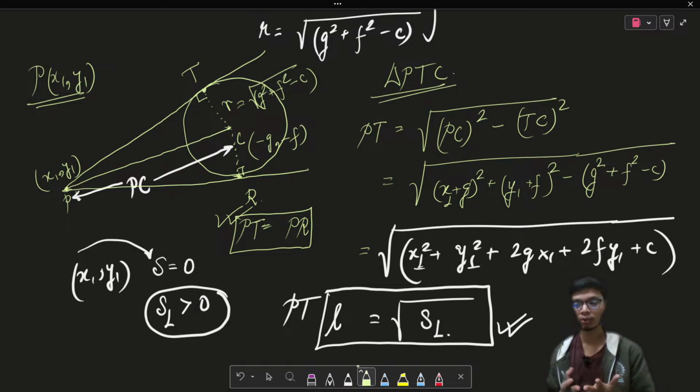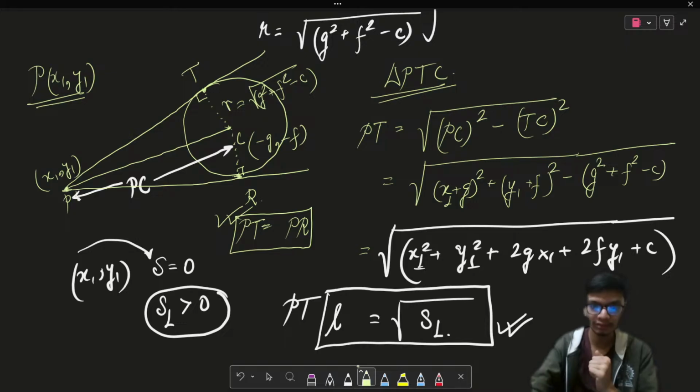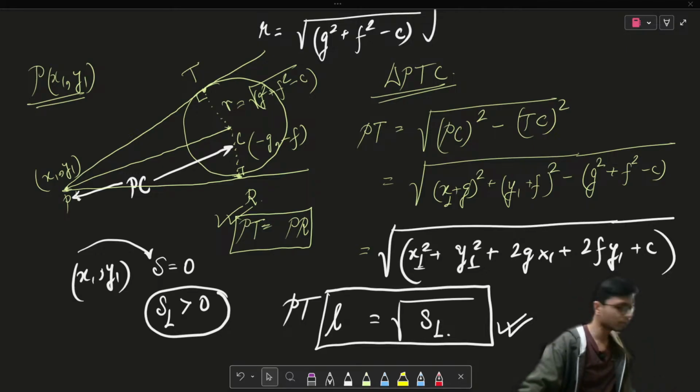But what if I ask you what will be the combined equation of the pair of tangents, the equation of the pair of straight lines for these tangents to this given circle? Then how am I going to find it out? Let's try to quickly discuss that, right? So before that, I want to ask you whether this is clear or not. Please do let me know if this part is clear or not.